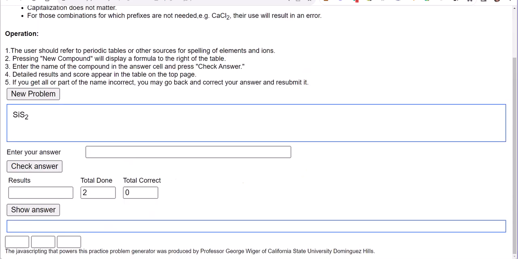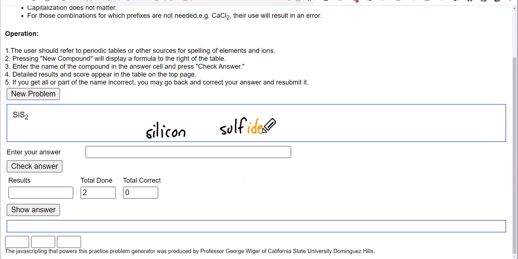Go ahead and do a new problem. Okay, we have silicon, and we have sulfur again. By now you're like, hey, sulfur is not a polyatomic ion. I'm going to go ahead and jump the gun and get this "-ide" ending in there quick.